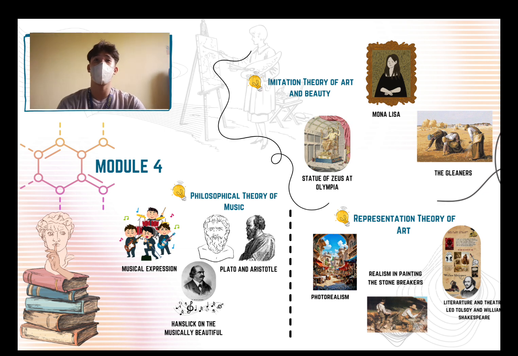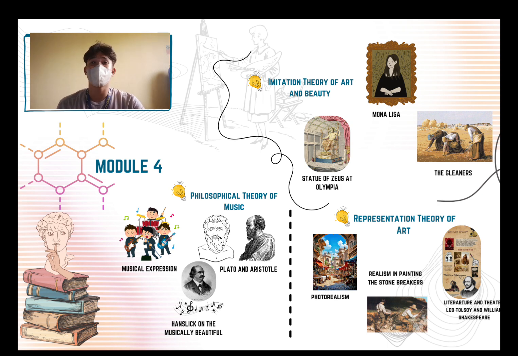And for the last one of module 4, which is the representation theory of art. First and foremost, the representation theory of art is a theory that states that art should represent or depict reality. In other words, art aims to present objects, people, or scenes from the real world, or concepts, in a way that can be understood and express the truth or idea it represents.